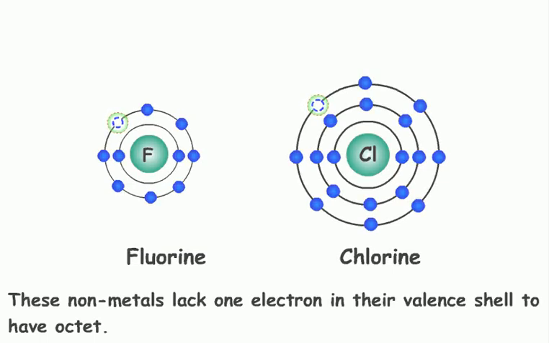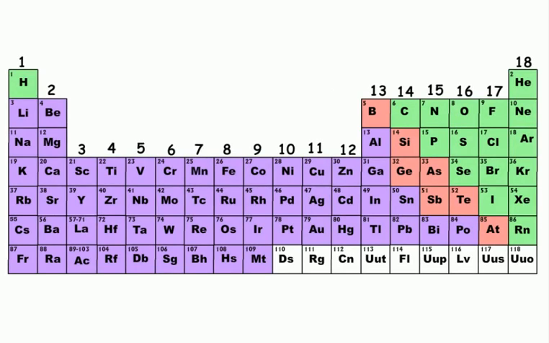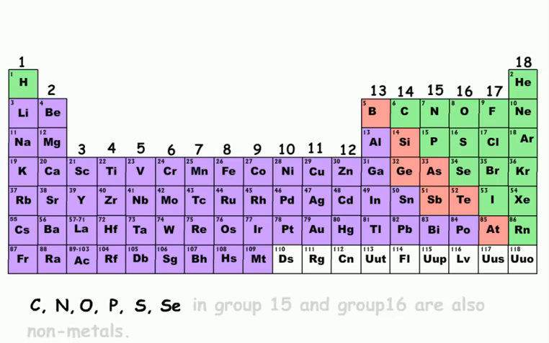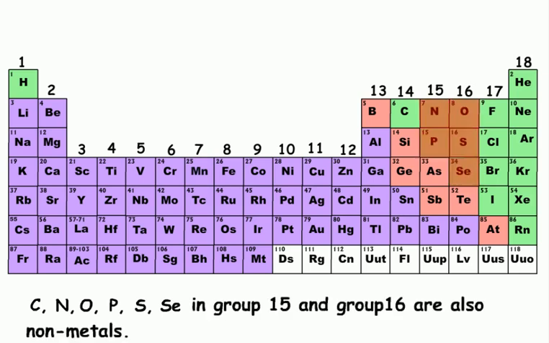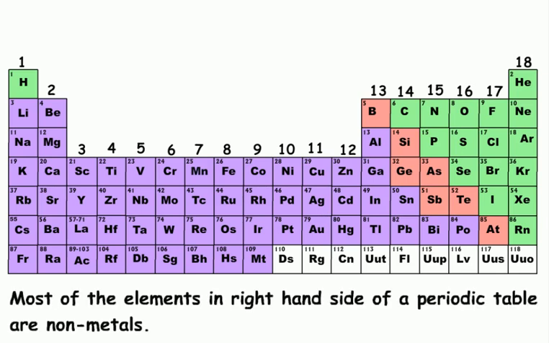Similarly, the elements like carbon, nitrogen, oxygen, phosphorus, sulfur, selenium in group 15 and group 16 are also non-metals. Hence, most of the elements in the right-hand side of a periodic table are non-metals.